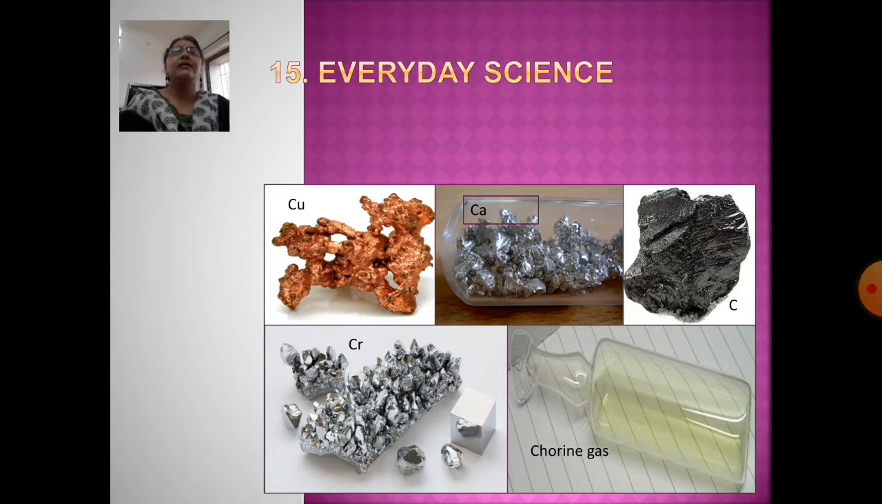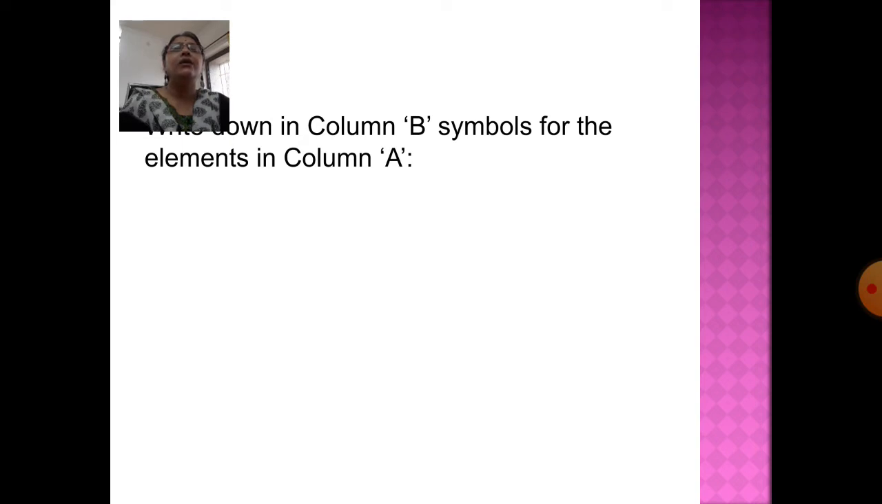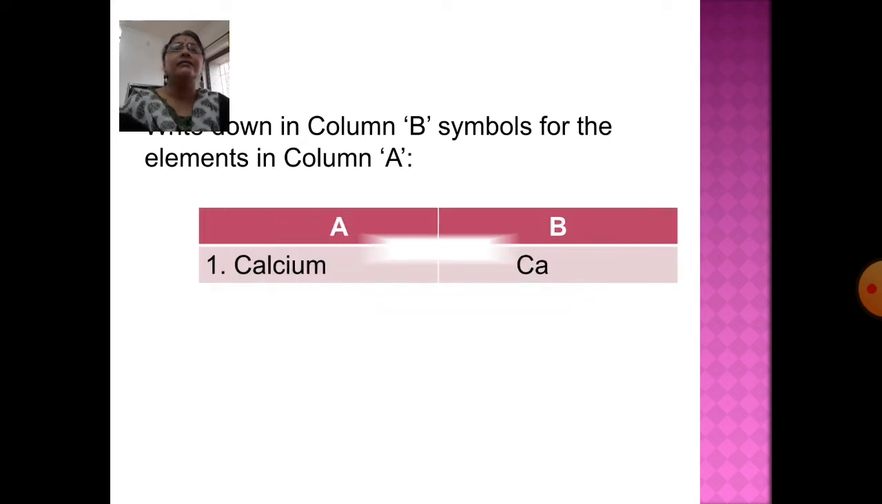Today we will start our new lesson number 15, Everyday Science. Now let us start question answer session. Write down in column B symbols for the elements in column A. Symbol of calcium is Ca.